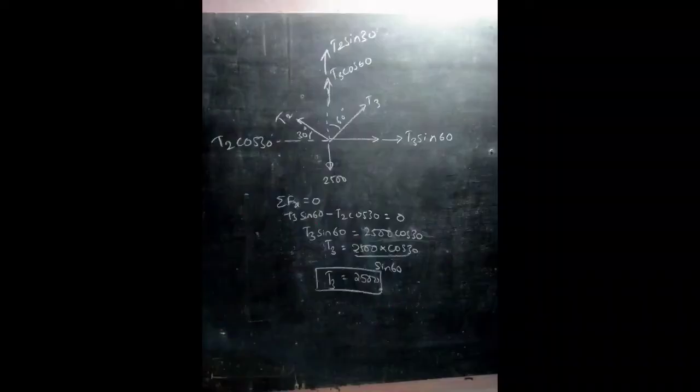So friends, now considering point C, we have to resolve all the forces. The resolution of all the forces is seen in the figure. So do summation of Fx is equal to 0. That becomes T3 sin 60 minus T2 cos 30 is equal to 0. That means T3 sin 60 is equal to T2, which is 2500, into cos 30. Now T3 is equal to, sin 60 comes downside, so T3 is equal to 2500 newton. So this is how we have got T1, T2 and T3.